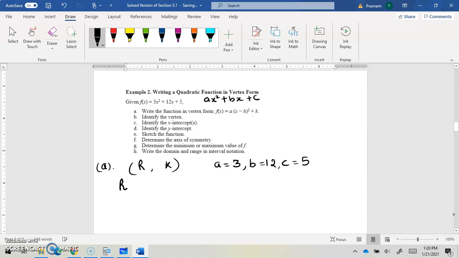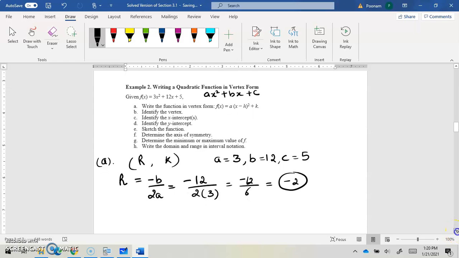Now we know the vertex formula: h is equal to negative b by 2a. What is b? 12. So negative 12 divided by 2 times a, which is 3. So we have negative 12 by 6, that divides into negative 2. So we found h. Next we have k.